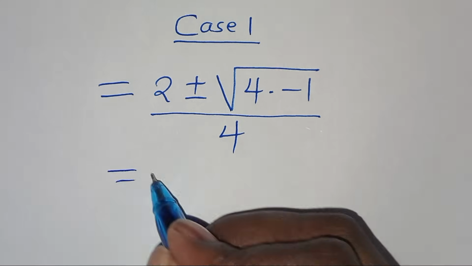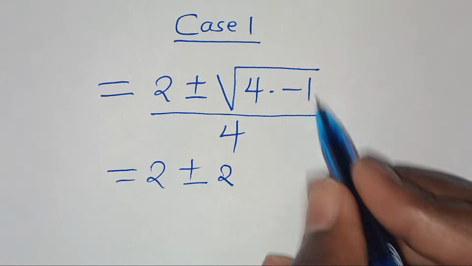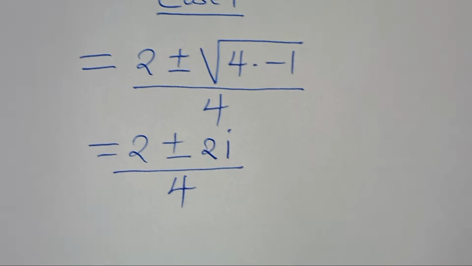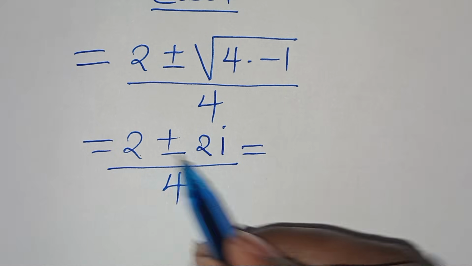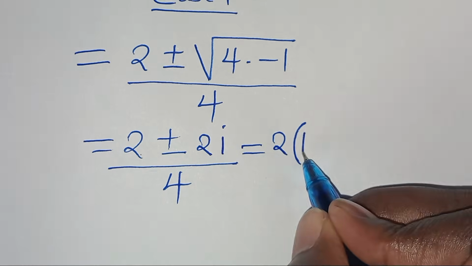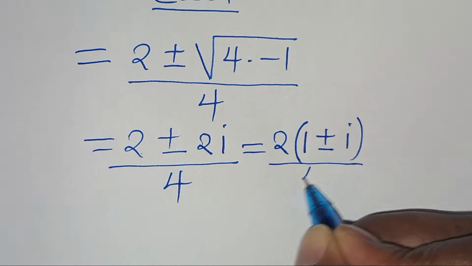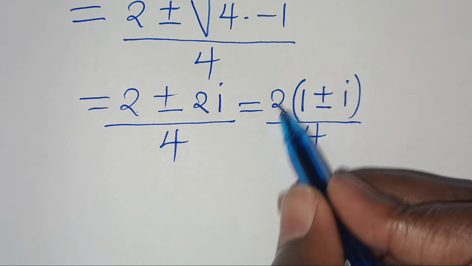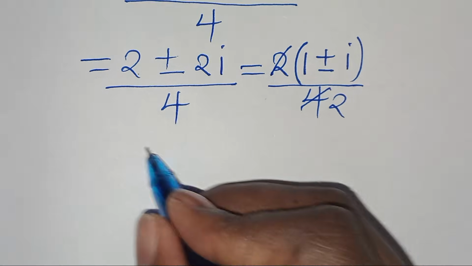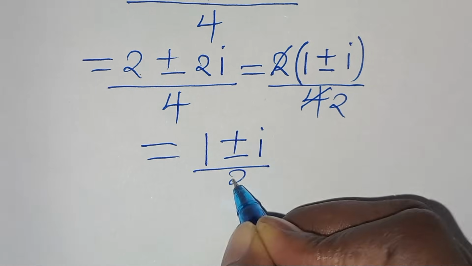And this implies we have 2 plus or minus the square root of 4, this is 2. Square root of minus 1, this is i. Everything here divided by 4. Now in the numerator here, 2 is common, so we can factor out 2 so that in the parentheses we have 1 plus or minus i, everything here divided by 4. If you simplify, 2 divided by 2 is 1, 4 divided by 2 is 2. So we have 1 plus or minus i divided by 2.